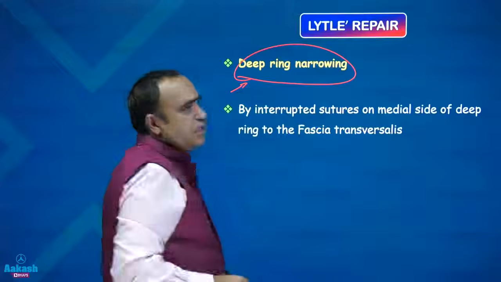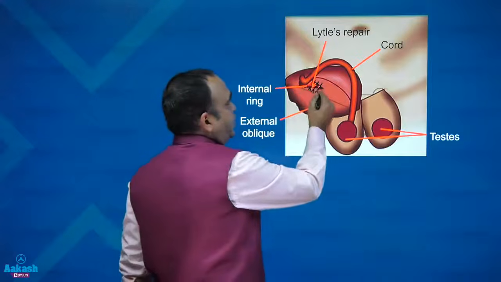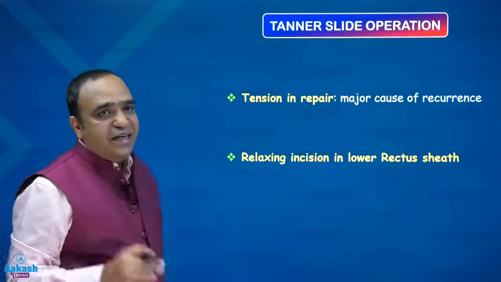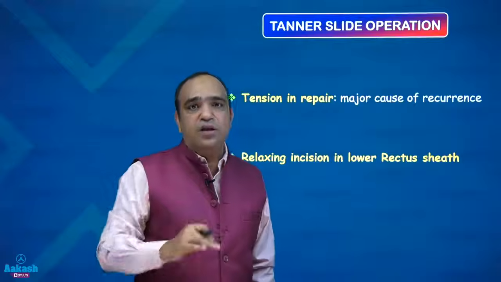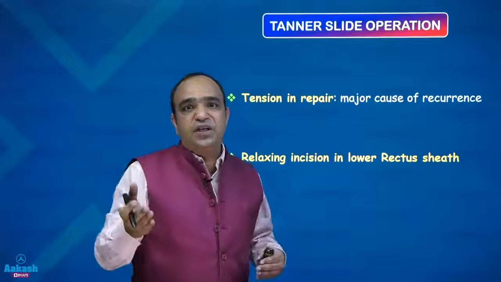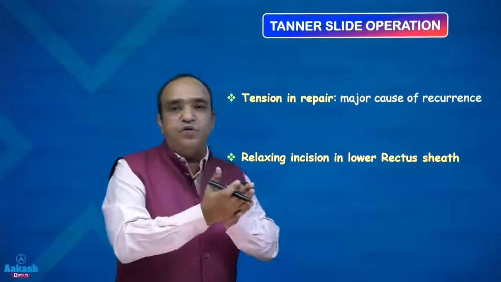So we just close the deep ring, that's Little's repair. So as you can see here, the deep ring is closed with some sutures. Now the Tanner slide operation. Tanner slide is not a surgery by itself, it's not a repair, it's an addition to the repair. Either we are doing Bassini's repair, we are approximating the roof to the floor.